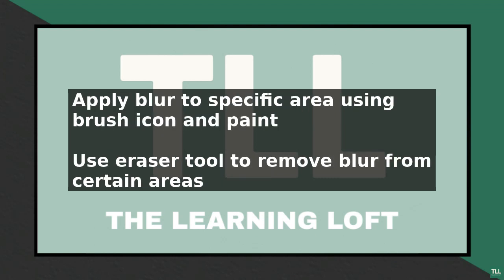You can also use the eraser tool to remove the blur from certain areas of the image. Another option is to use the Smart Blur feature, which automatically detects the subject of the image and blurs the background. To use this feature, tap on the Smart Blur icon and select the subject of the image. Once you have applied the blur, tap on the Apply button to save your changes.